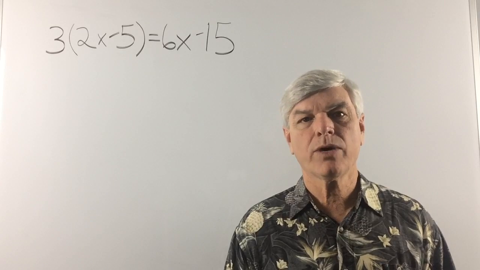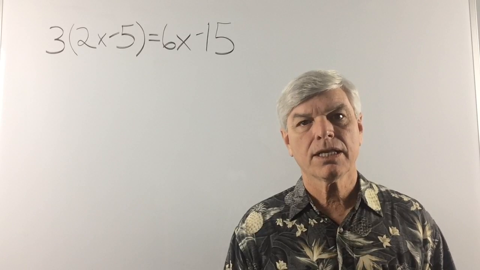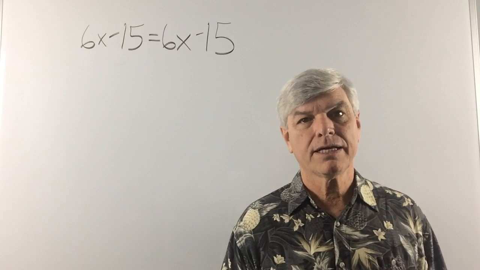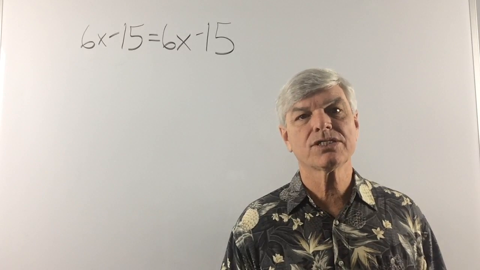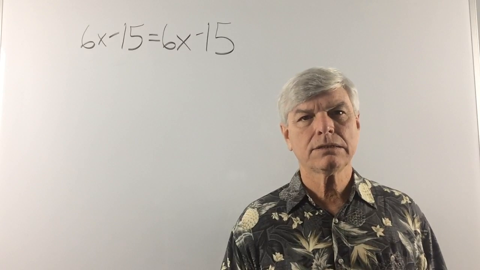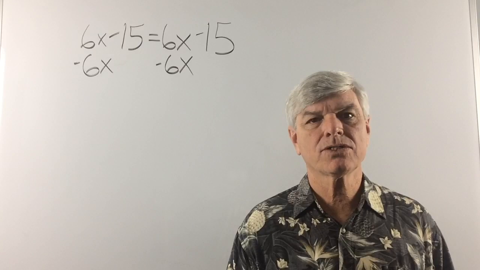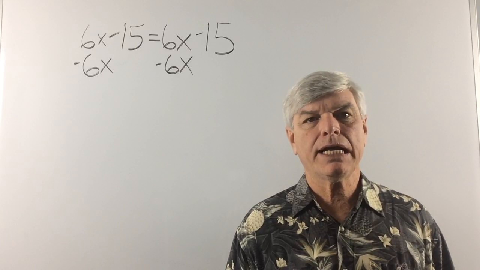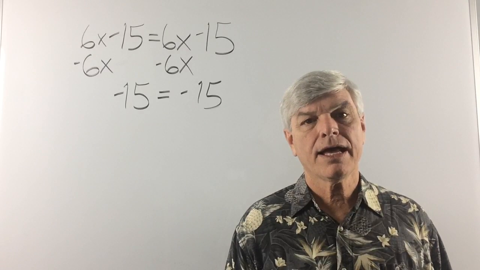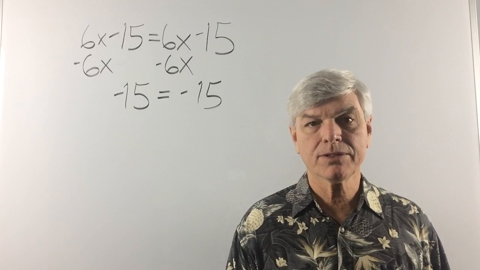Now we're going to try two equations which look normal, but they have a funny result. Let's use the function of 3 times the parentheses. And we have 6x minus 15 equals 6x minus 15. Well, let's eliminate the variable with negative 6x on both sides. Let's bring it down, and we are going to have nothing left. Let's bring everything else down. And we have negative 15 equals negative 15. That's true, but we have no variable.